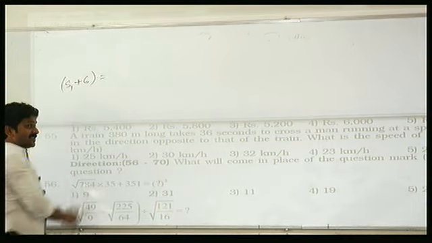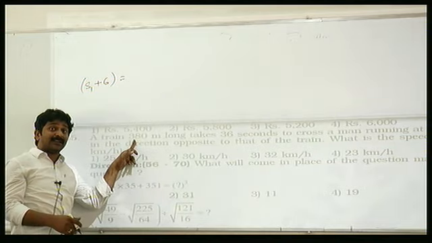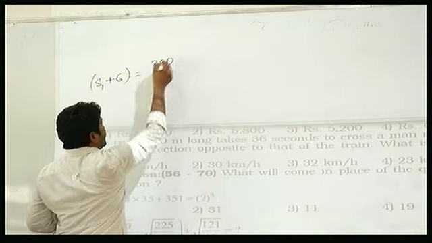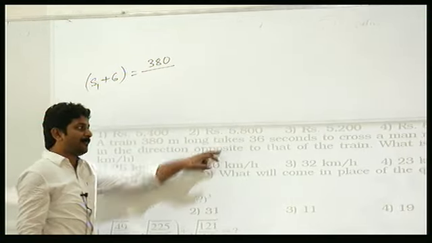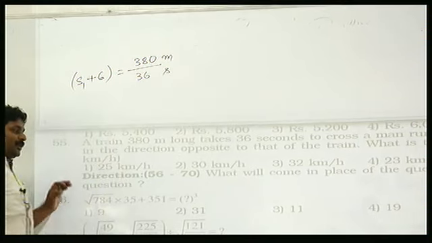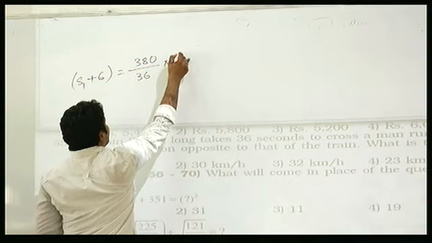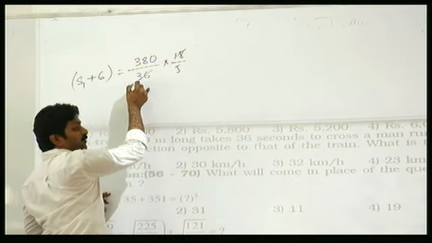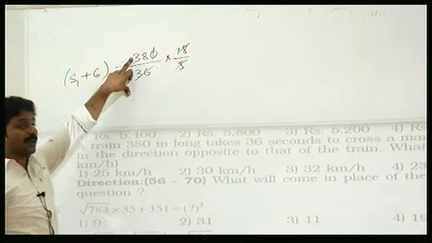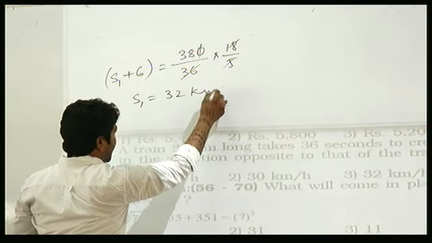Speed is equal to distance by time. What is the total distance? If it crosses a person, the distance travelled becomes the train length, which is 380, and in how much time? 36 seconds. So this is meter per second, but the left hand side values are in kilometer per hour. So to convert meter per second to kilometer per hour, multiply by 18 by 5. 18 how many times? 2 5 10. 0 gets cancelled. S1 plus 6 is equal to 38. So the speed of the train is equal to 32 kilometer per hour.